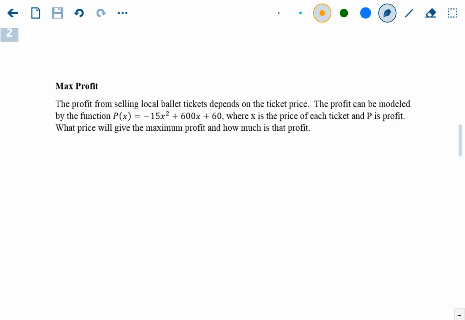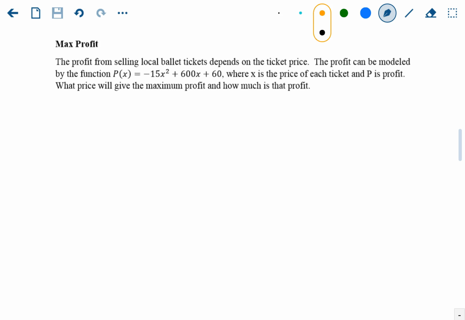Okay, so like I said, you don't have to do as much work for this one because we already know the equation. The last problem we had to find the equation, write the equation. This one we know the equation. So if we want to maximize the profit, we're just going to be looking for the vertex again. So we already have the standard form equation. We'll label our A and B and C value. A is negative 15, B is 600 and C is 60.